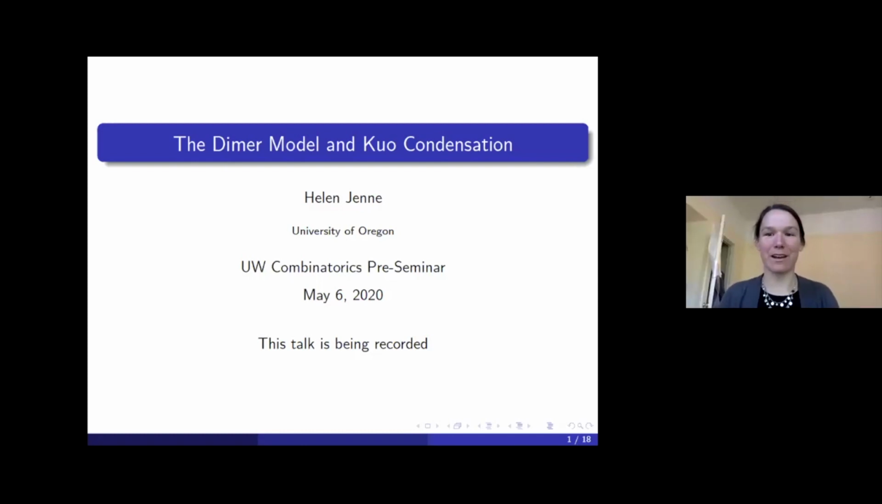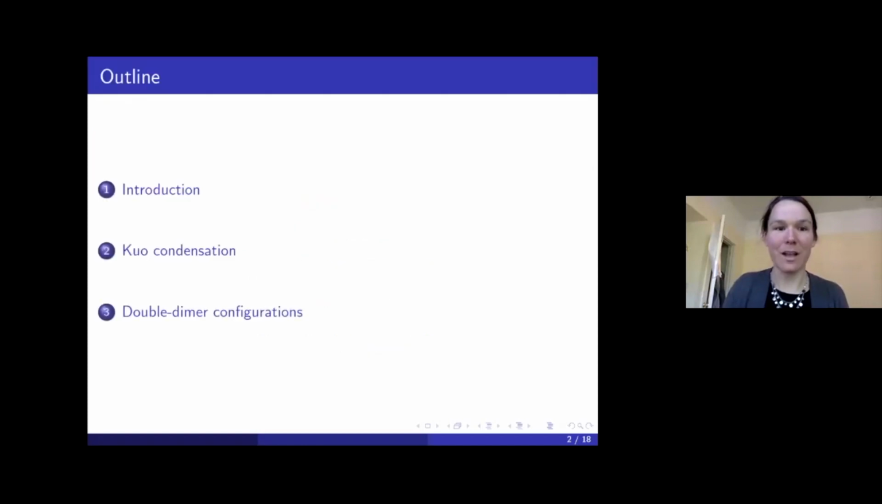Today, in this pre-seminar, I'll be talking about the dimer model and co-condensation. I'm going to start by defining a dimer configuration, and then I'll spend most of my time talking about co-condensation, which is a powerful technique for enumerating dimer configurations. I'll conclude by defining double dimer configurations, which are the objects that I'll be talking about in my seminar talk. And please feel free to interrupt with questions at any point.